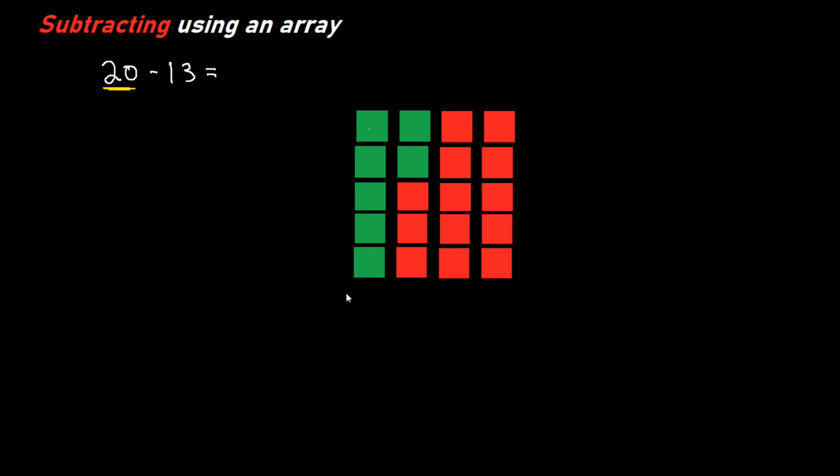So now that leaves us with 7 blocks left over. And we took away 13 blocks from 20. So our answer would be 7. So 20 minus 13 is 7. Let's try another problem.